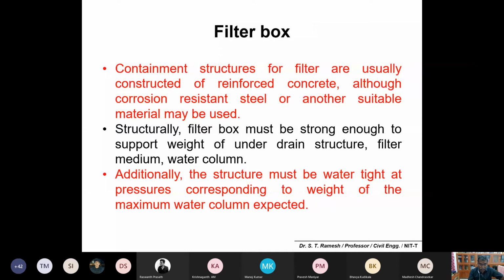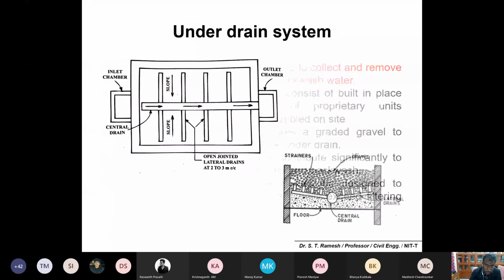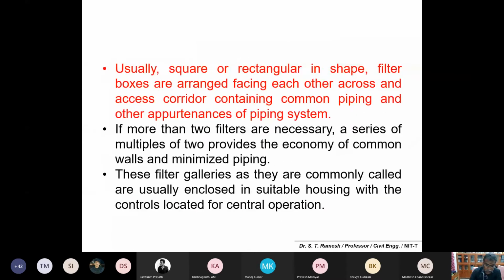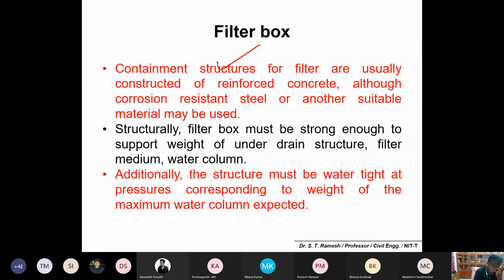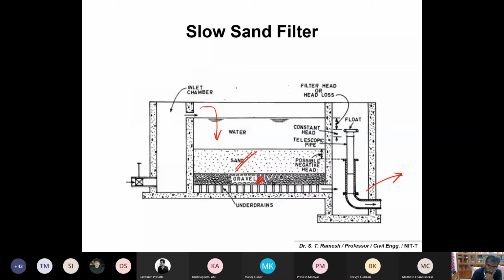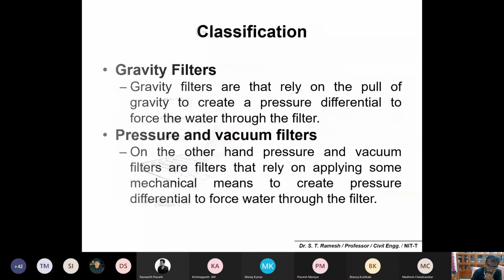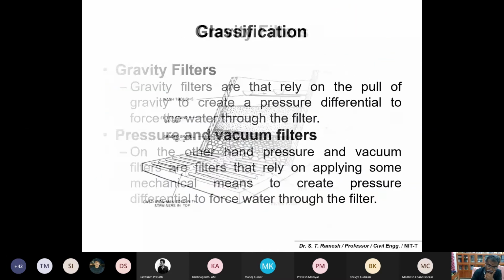So number 1 is this filter box, which is what we have seen in the previous one. These are the containment structures, usually constructed in RCC or corrosion-resistant steel. This filter box you have to design carefully to support the weight of the filter bed as well as the water column. That is important. This is your containment structure.